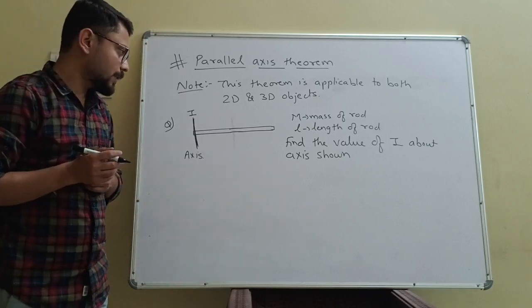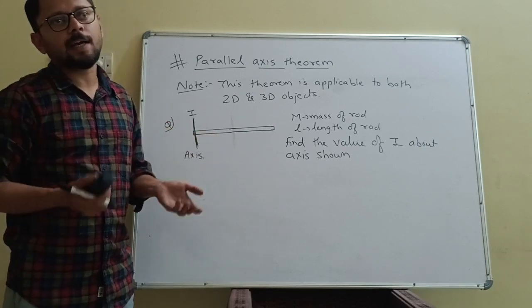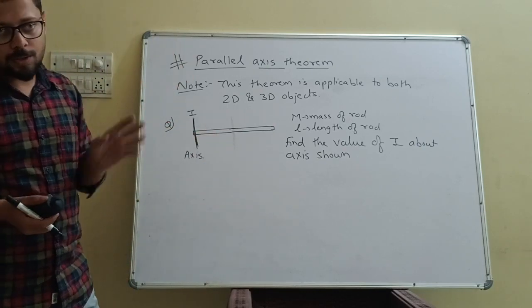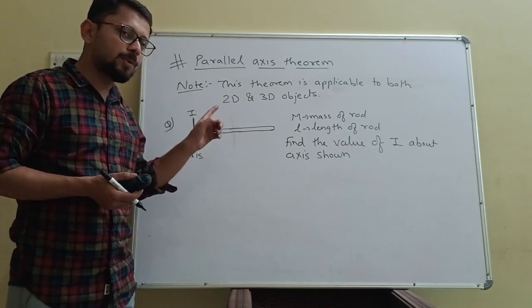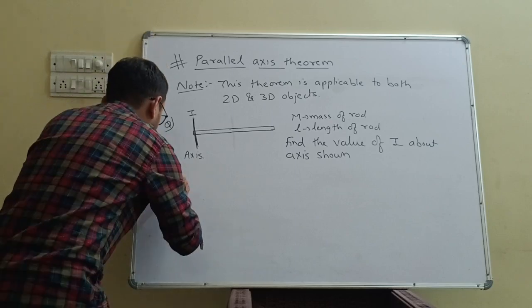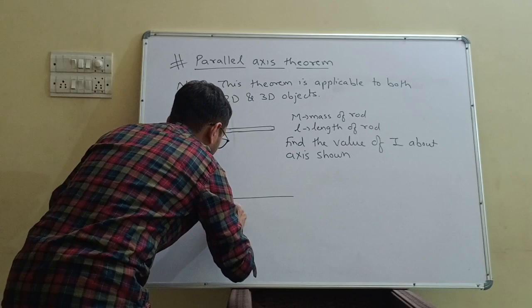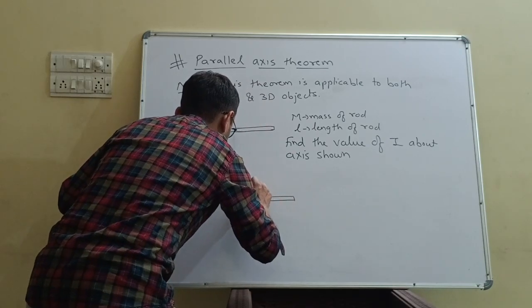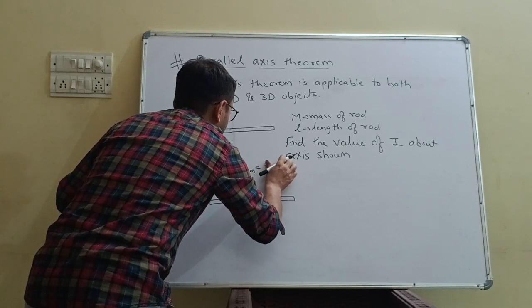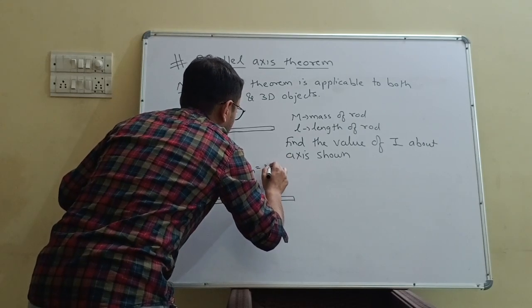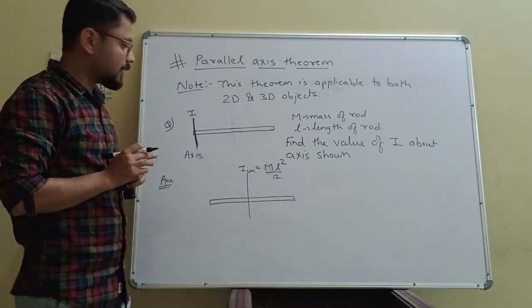How do we solve this question? Many of you would have learned this value, ml square by 3, but let us try to find it by using the parallel axis theorem. What I need to remember now is the moment of inertia of this rod about the center of mass axis. Do I know it? Yes. The value of ICM will be equal to ml square by 12. This we have to remember at least.